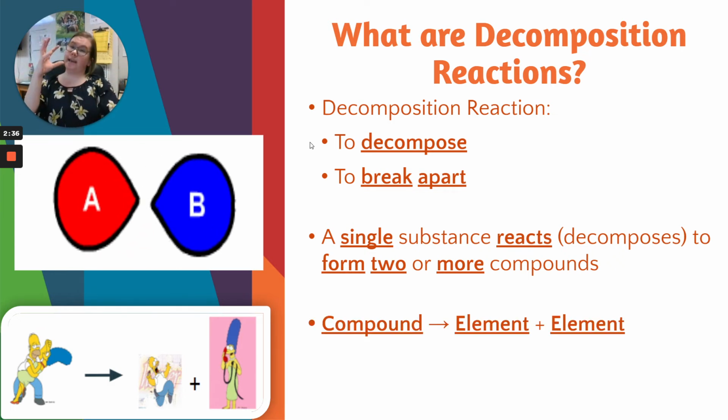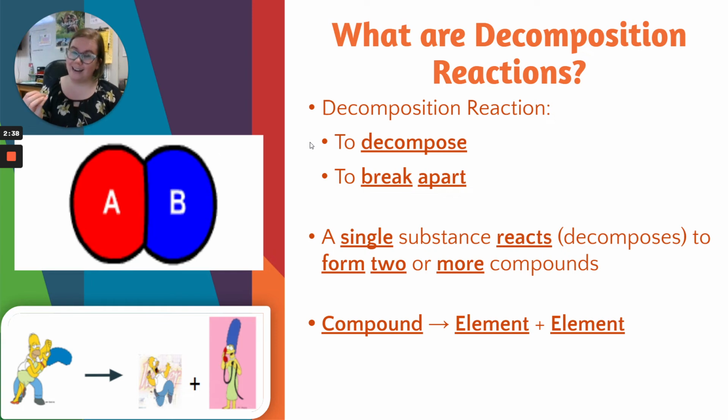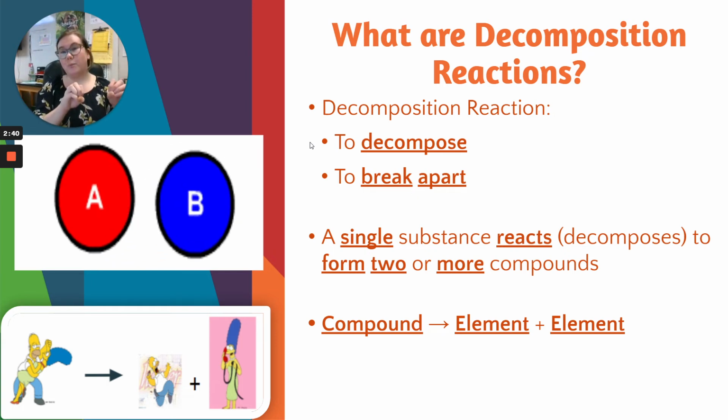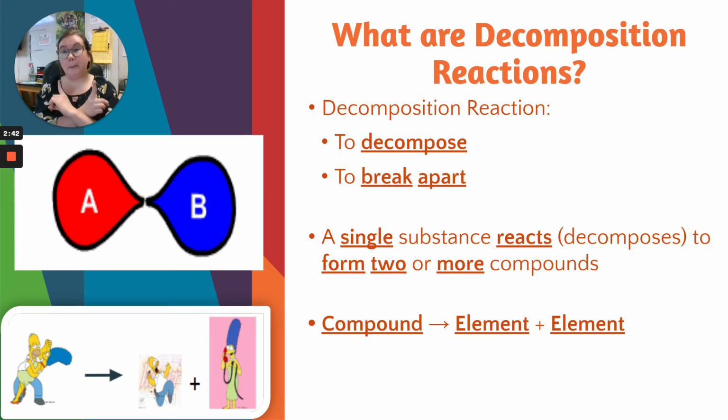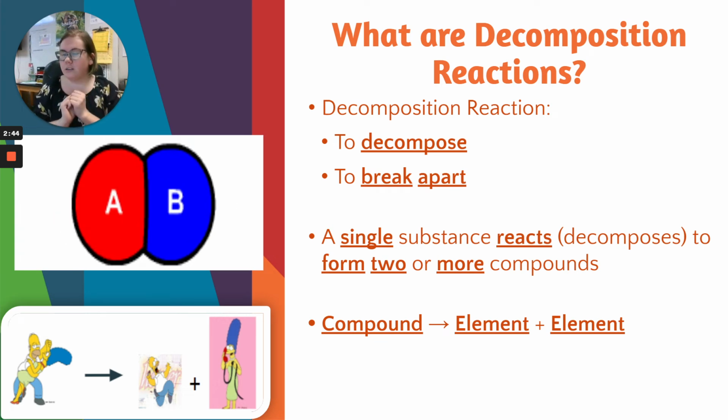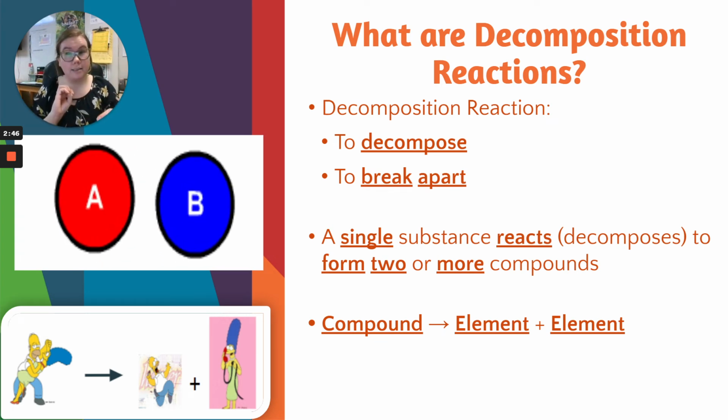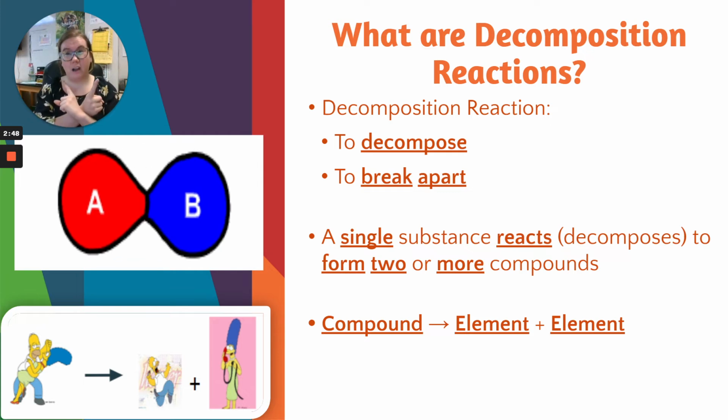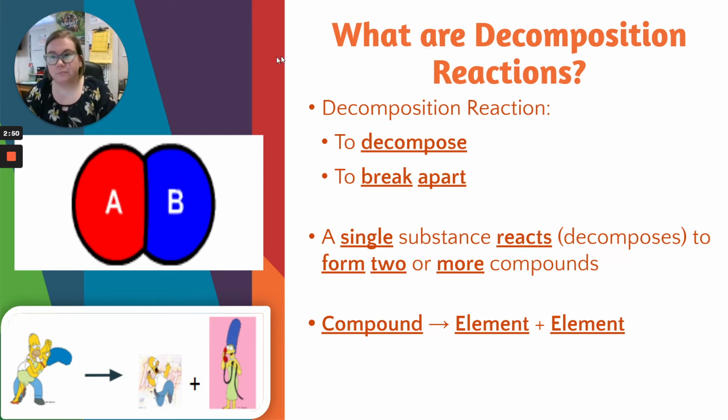So this is where you're going to see a compound on the reactant side and 2 elements on the product side. So it's exactly the opposite. This is where it's important to know what's the reactants and what's the product, because it'll look the same, just flipped around from our synthesis reaction.